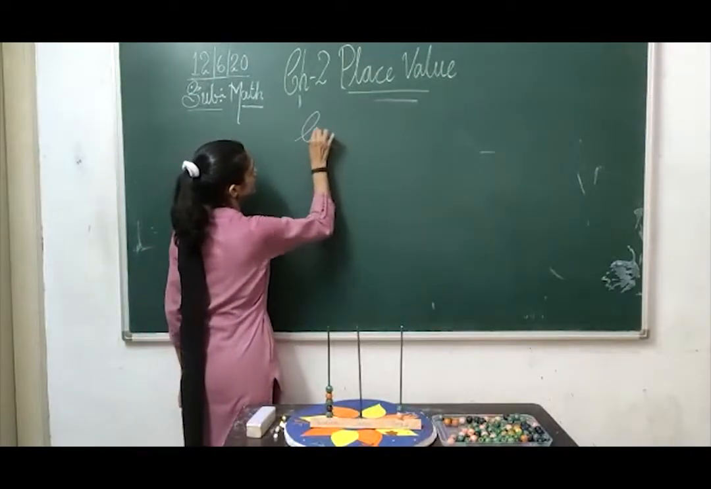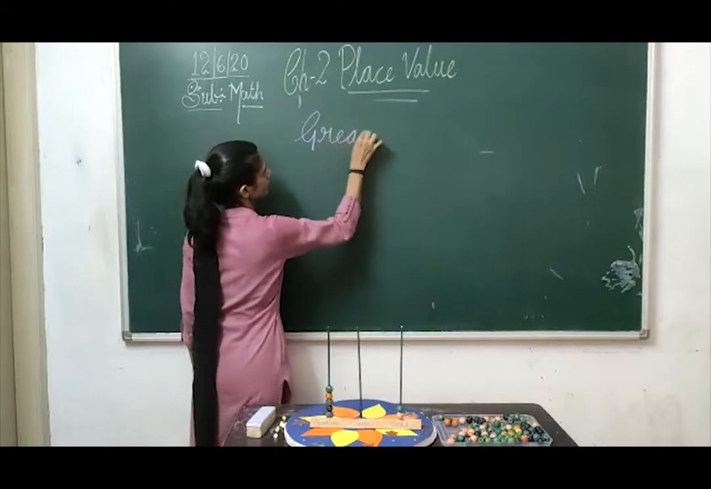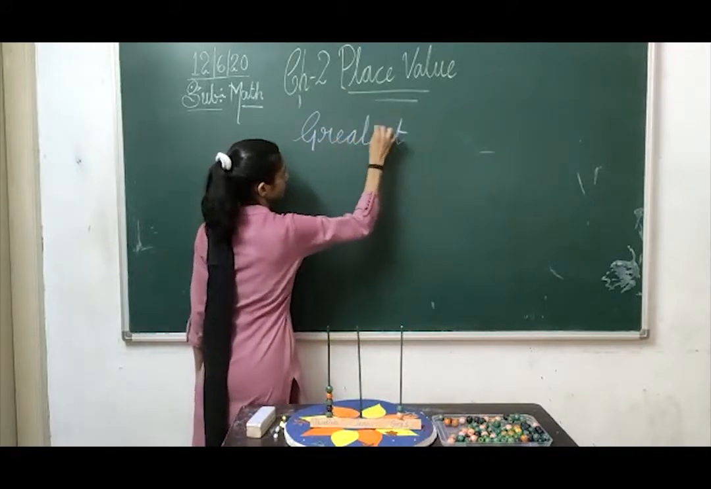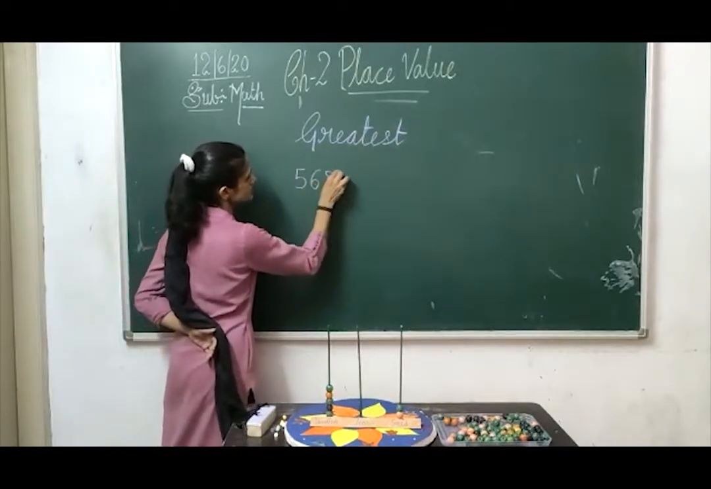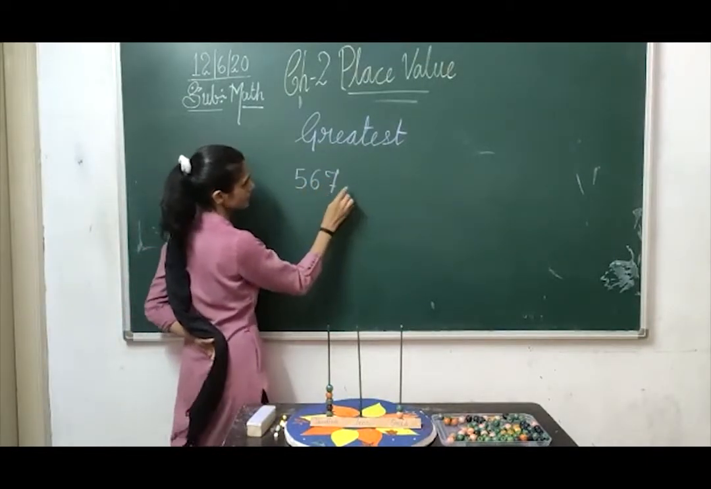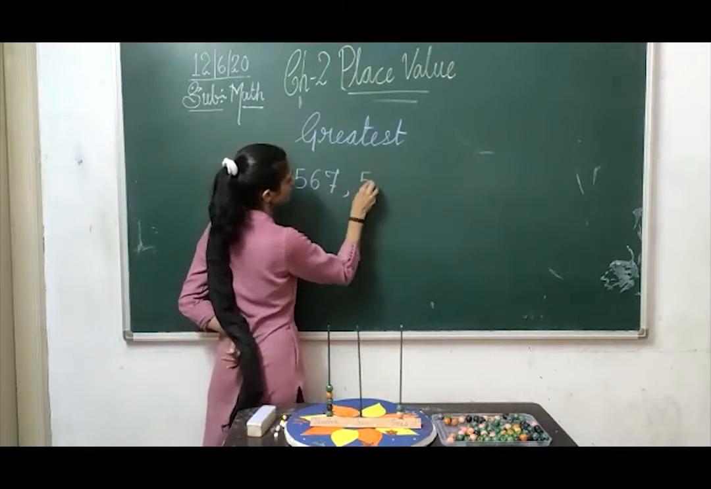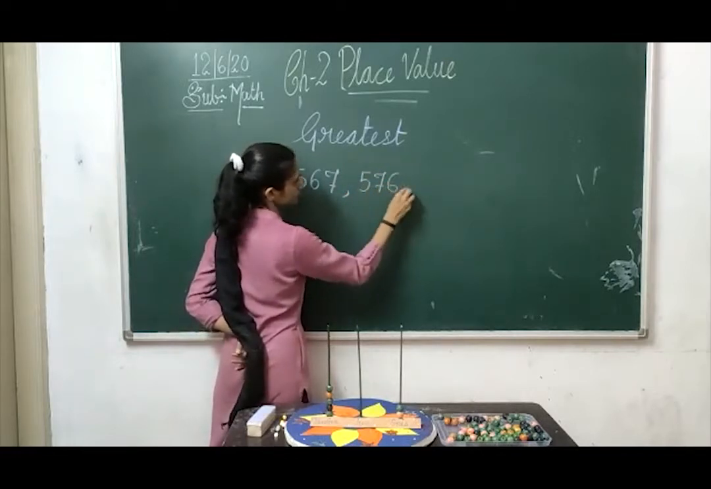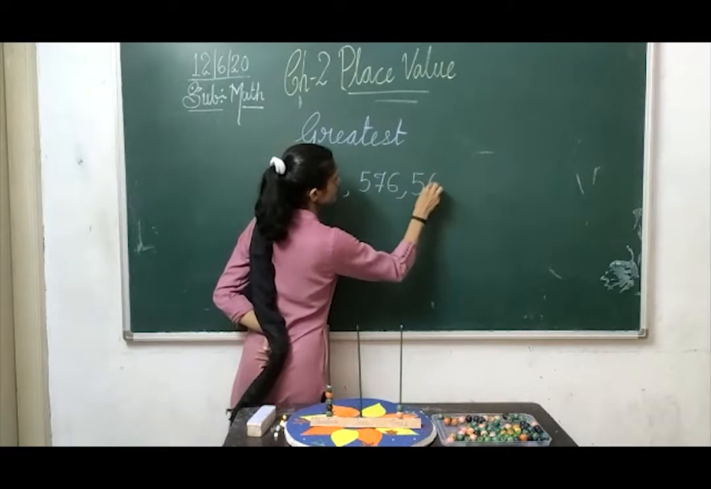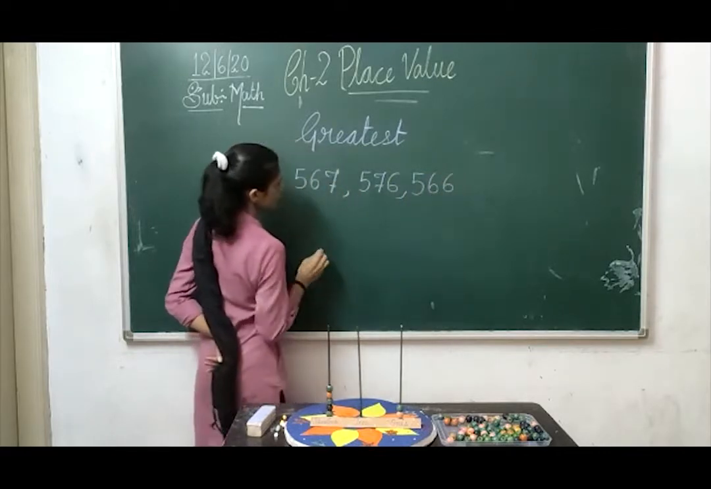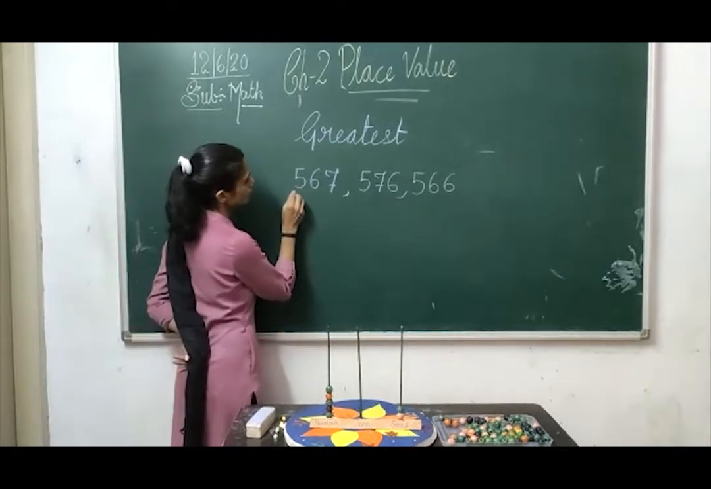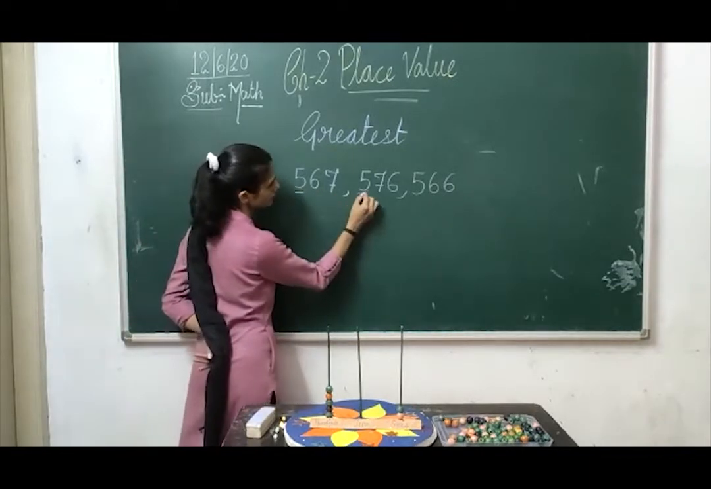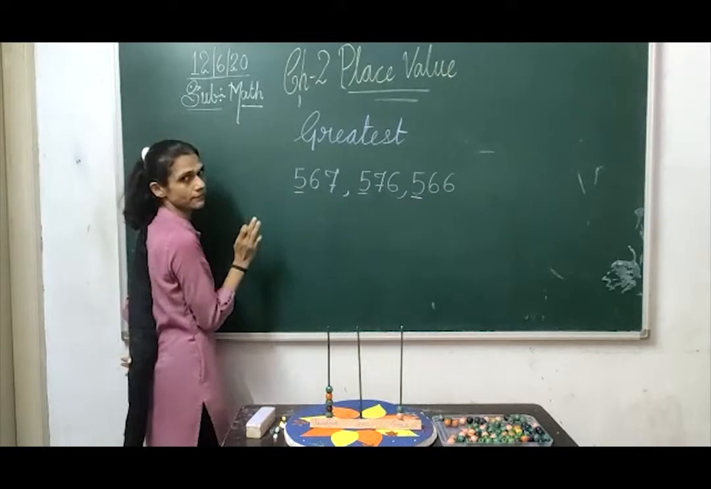Our fourth topic is greatest number. What is greatest number? If I write 5, 6, 7, it's 567, then I will write 576, then 566. So I want to find the greatest number. How should I find it? Okay, now I will underline it. Here is 5, here is 5, here is 5. The easy method I am teaching you.